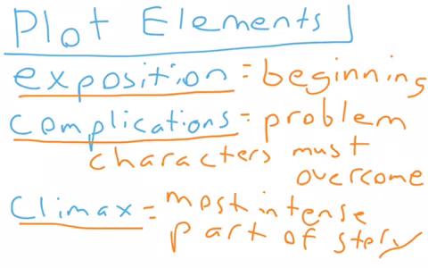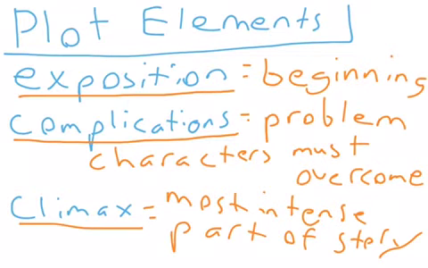So there are these things called plot elements. Basically, plot elements are just pieces of the plot or pieces of the story. So in stories, there are characters. There are the people or the animals that the things in the story are happening to. And the first part of the story is what's called the exposition. The exposition is just the beginning of the story. It tells you who the characters are. It tells you where the story is happening, or the setting. And it just gives you a glimpse of what's going on.